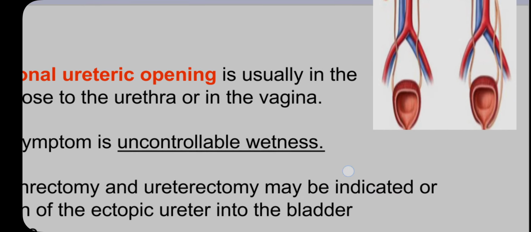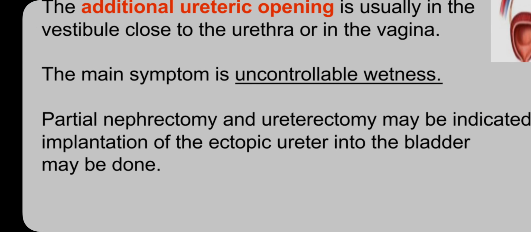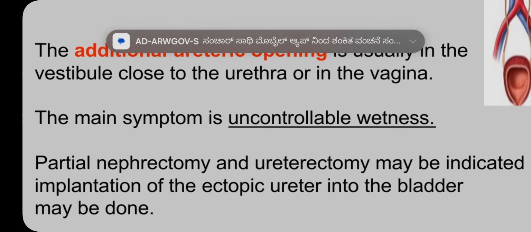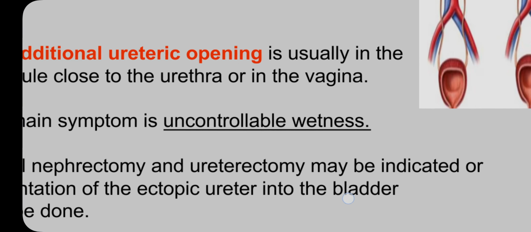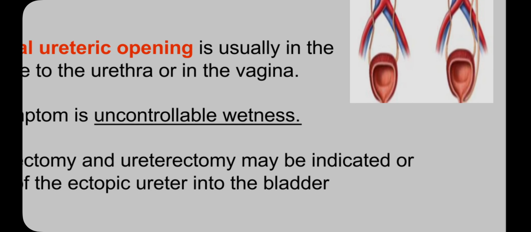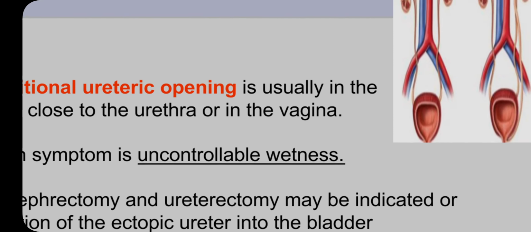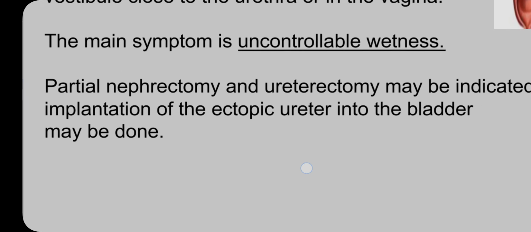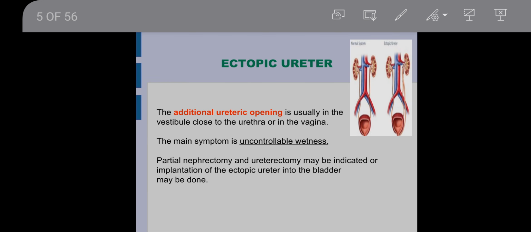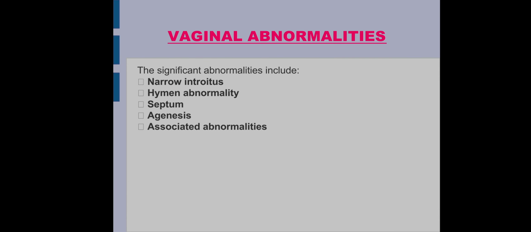So coming to its treatment, here three types of treatments are there. They are all surgical treatments. One is a partial nephrectomy: you can remove the part of the kidney along with the ureter. The second is the ureterectomy: you can only remove the ureter. Or sometimes you can implant the ectopic ureter into the bladder. So these are the things you can do for the correction of the ectopic ureter.